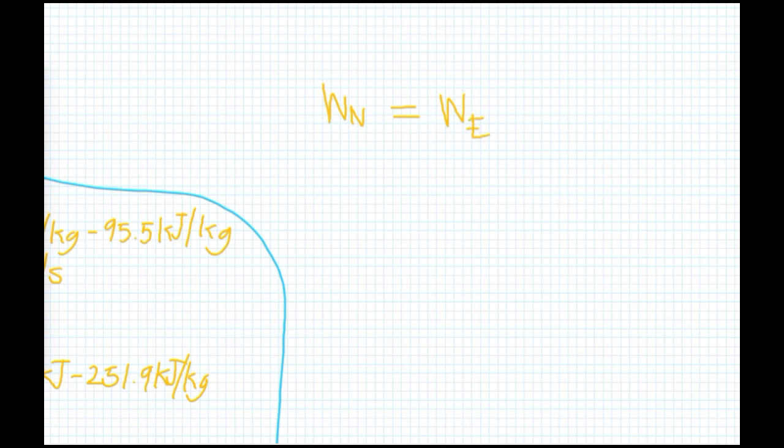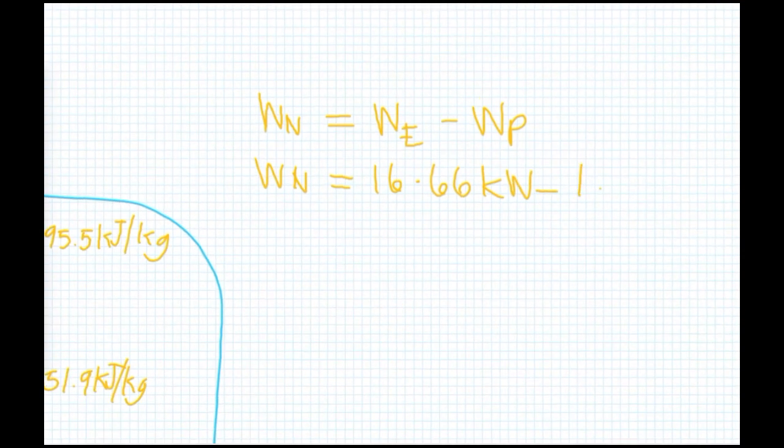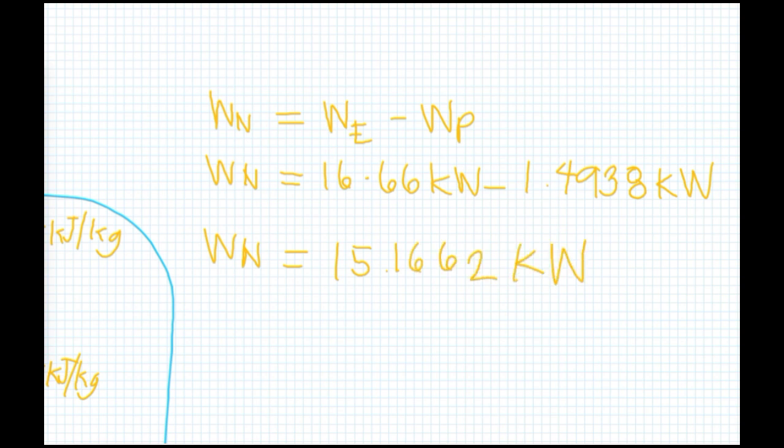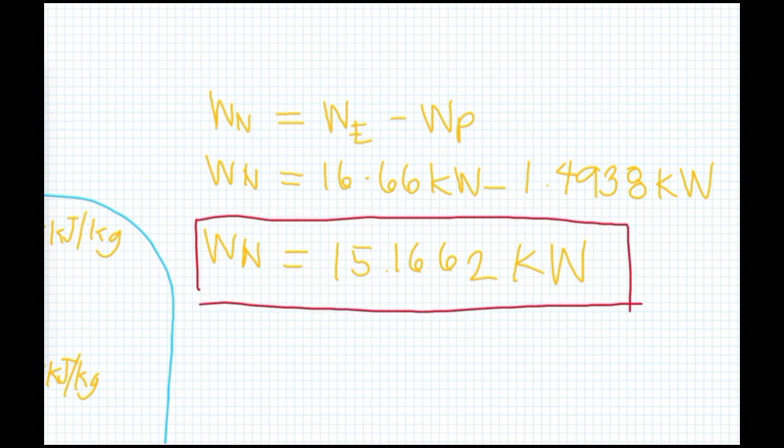We are solving now the last question in this problem. So this is the expression for the electrical power saved by using the heat pump. We just plug in the values, which are 16.66 kilowatts minus 1.4938 kilowatts. Calculating this, we get the answer. So our final answer in the last question is 15.1662 kilowatts.